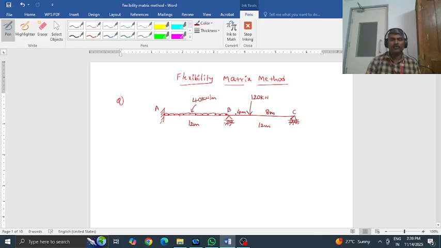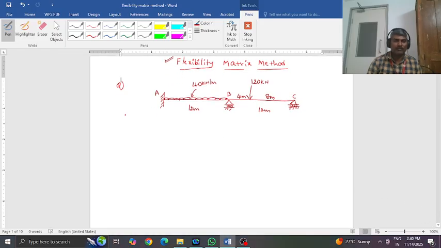span BC has an eccentric point load. It is 4 meters from B. So how do you solve this problem using the flexibility matrix method? Let us try to solve this step by step.